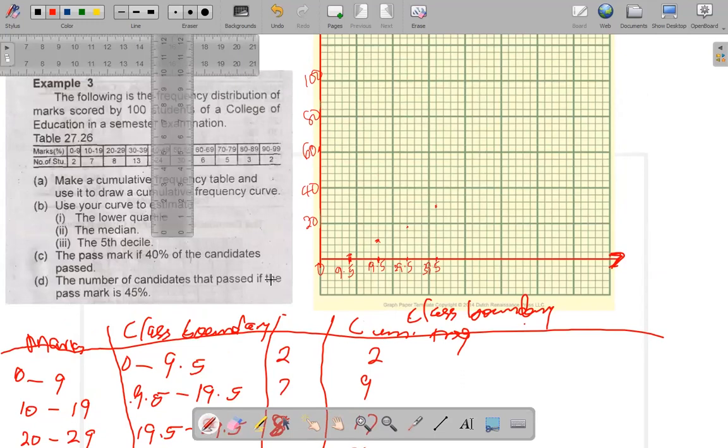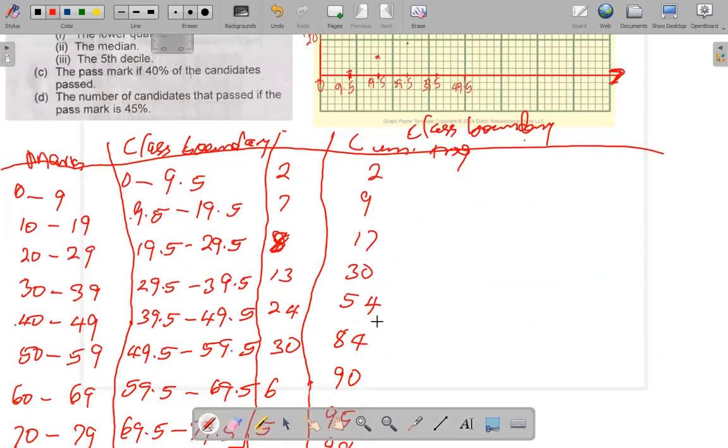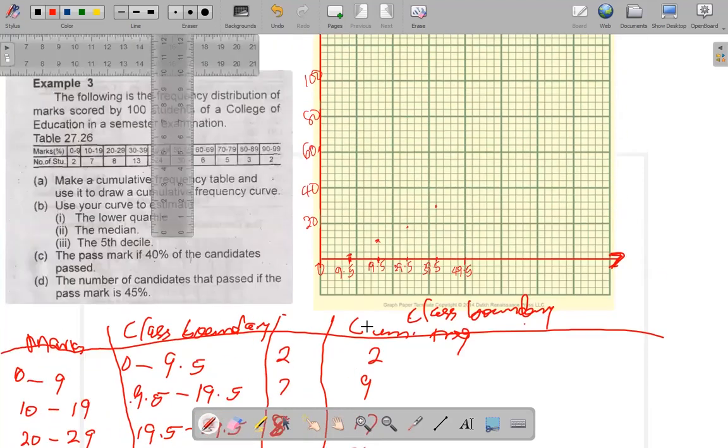Count 4 boxes again. 1, 2, 3, 4. Right here, that is 49.5. The cumulative frequency is 54. This is 40, 44, 48, 52, 54 should be in the middle.